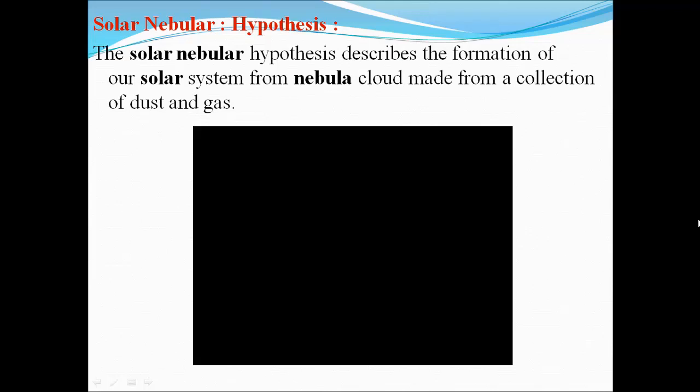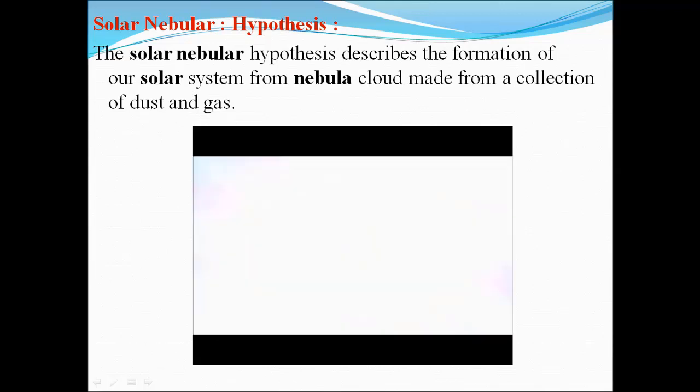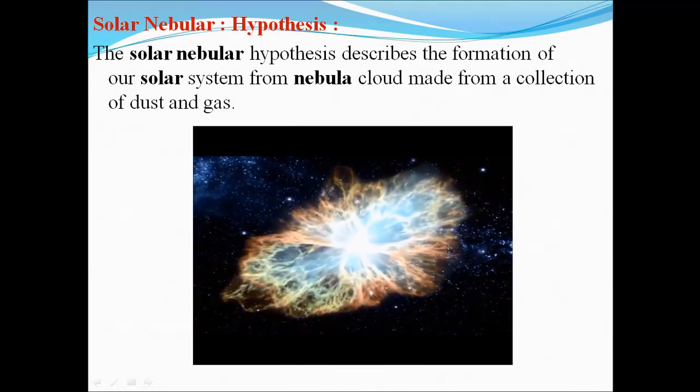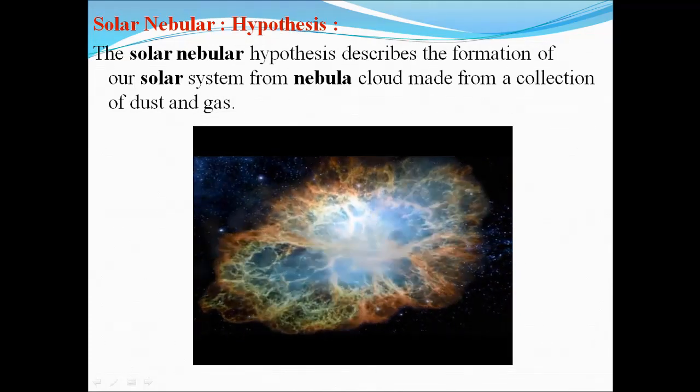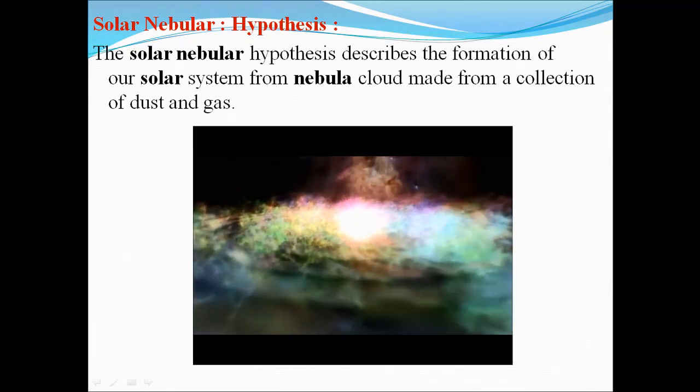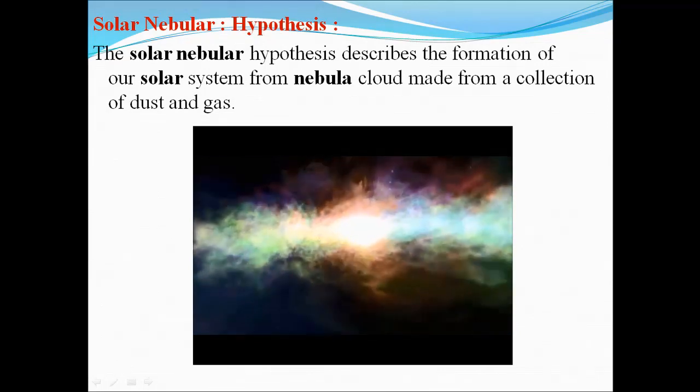Now we'll understand the solar nebular hypothesis. The solar nebula hypothesis describes the formation of the solar system from a nebula, a cloud made from a collection of dust and gases. According to the theory, about 5 billion years ago, the Sun was a protostar, and a huge fast-moving nebula happened to brush past it. Due to the gravity of the nebula, some part of the Sun was scraped off.